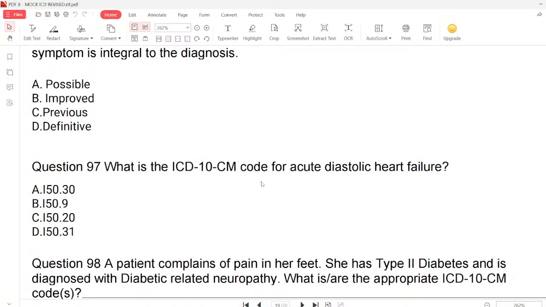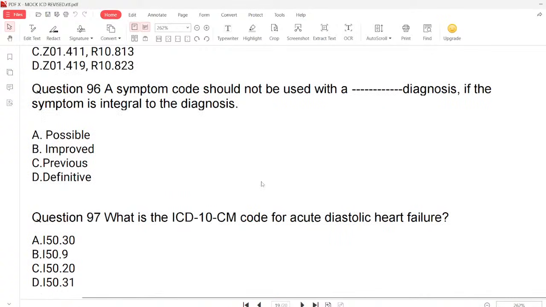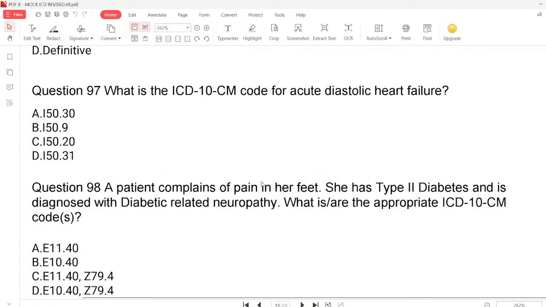Jidin, D is the answer, dear. Previous question: symptom code should not be used with a dash diagnosis, definitive diagnosis if the symptom is integral to the diagnosis. Reddy, correct answer. Sri J also correct.